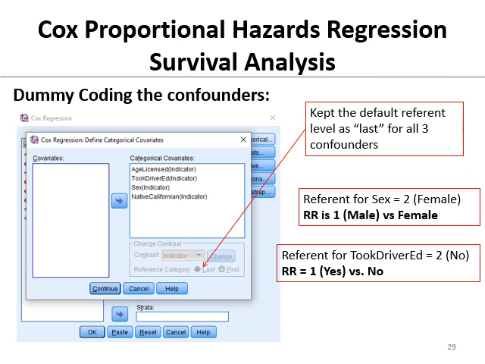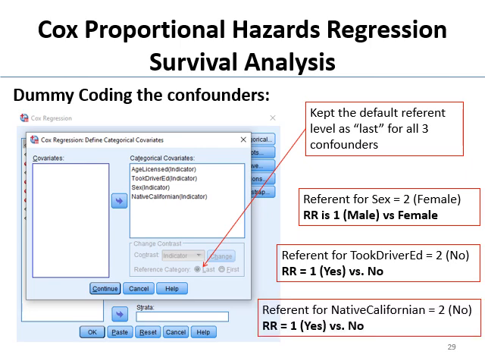They did not take driver's ed, no, and so the rate ratio represents those who took driver's ed versus those who did not. And finally, for being a native Californian, 2, the higher level was not a native Californian, so the rate ratio represents native Californians versus non-native Californians.